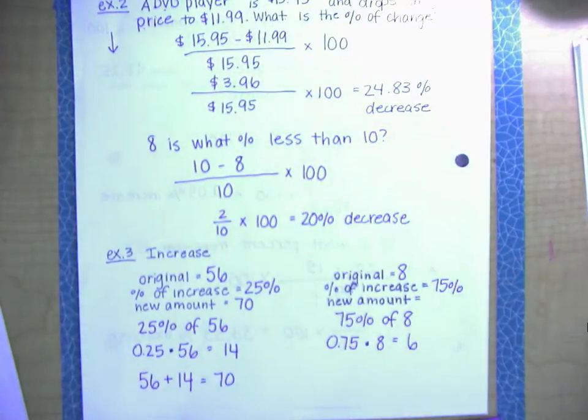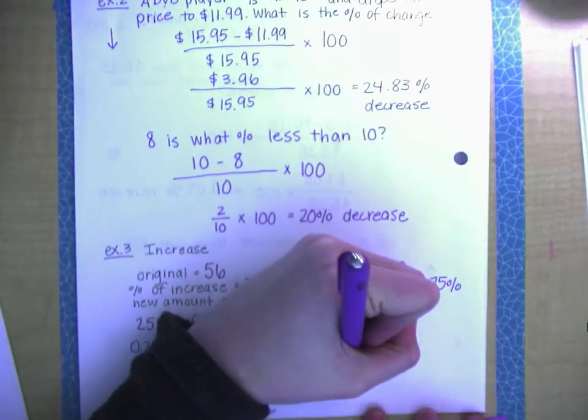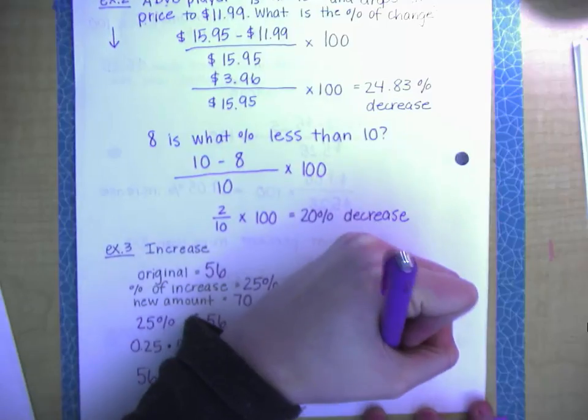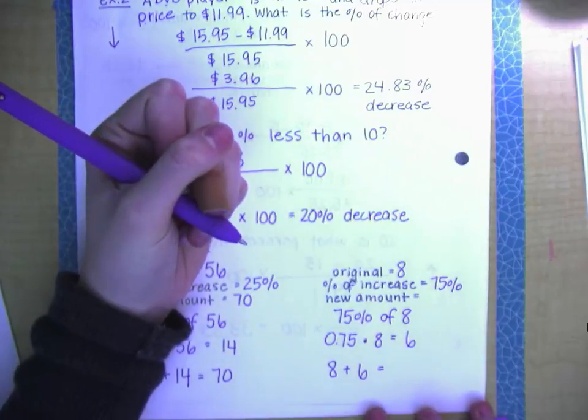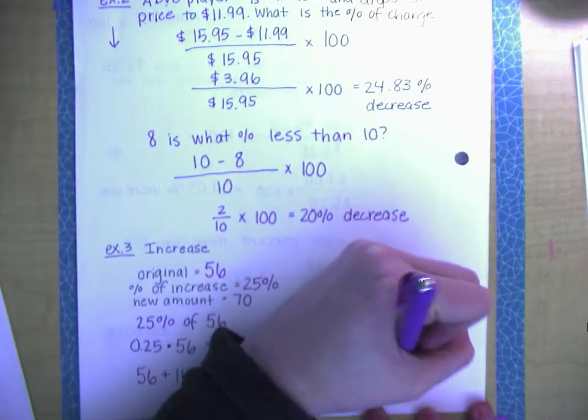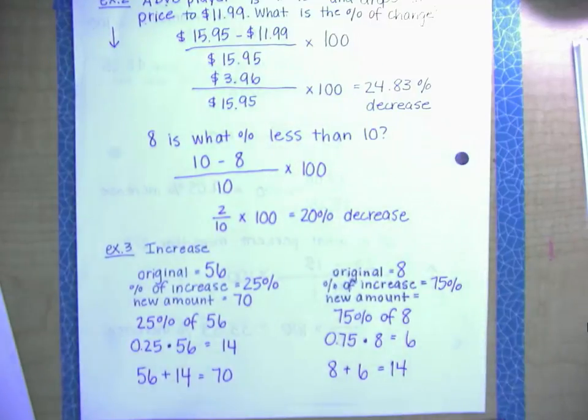All right, so now how am I going to find my new amount, Jonathan? Yeah, we take our original and we add the amount that we increased it by. So what will we get? We get 14. Okay.